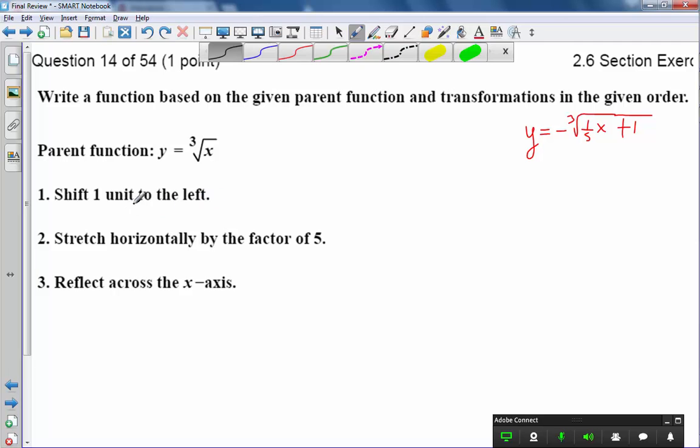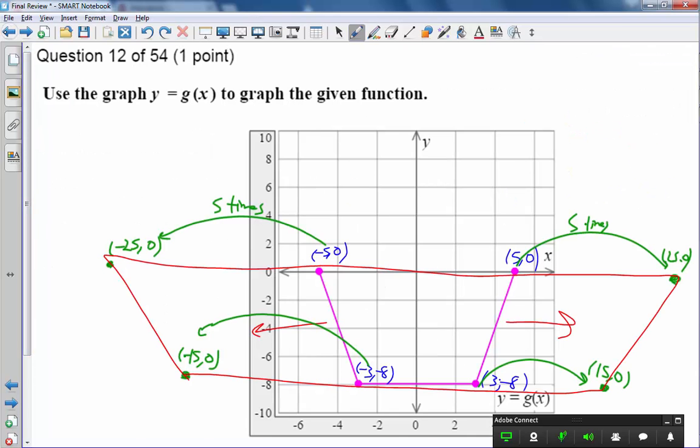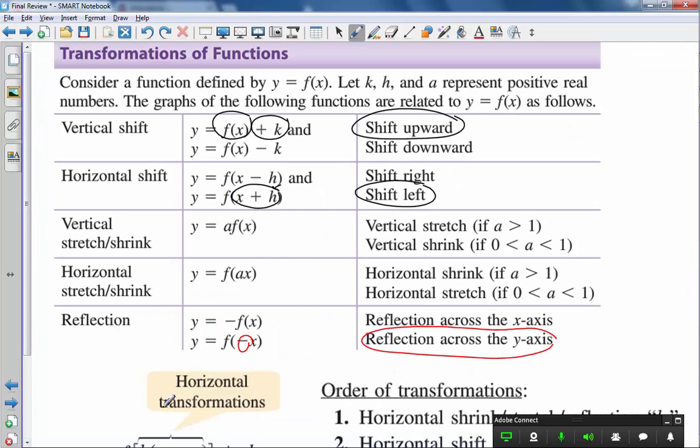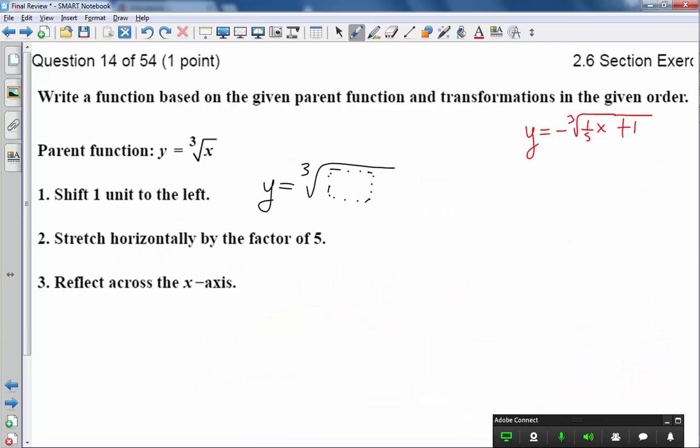So, first, we are going to shift to the left. Shifting left means emptying all pockets with x's. There is only one. It's under the cube root. And we bring it back. How? Shift left again: you put that number next to x and add it to x. We are shifting 1 unit, so it's x plus 1 under the cube root.